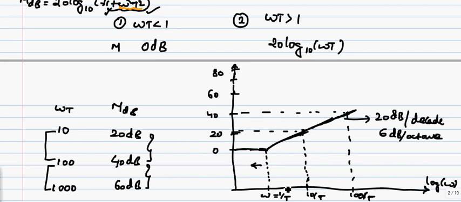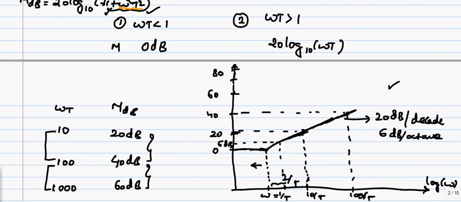Suppose I take this point, say 2 by t. Then the corresponding value for this 2 by t is going to be 6 dB. It means it is increasing 6 dB per octave. So omega equal to 1 by t to 2 by t is 1 octave, and 2 by t to 4 by t is another octave. This is how the Bode plot looks for a zero on the real axis of the S-plane.